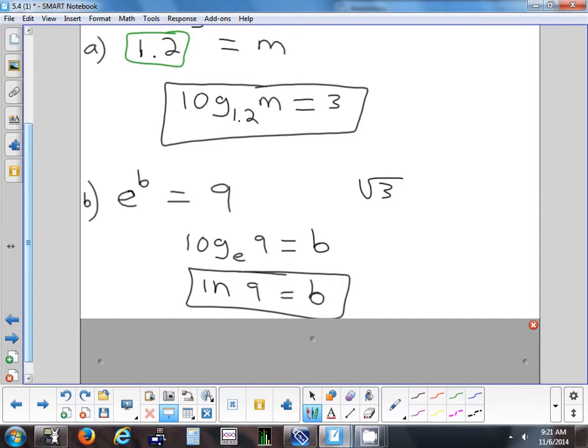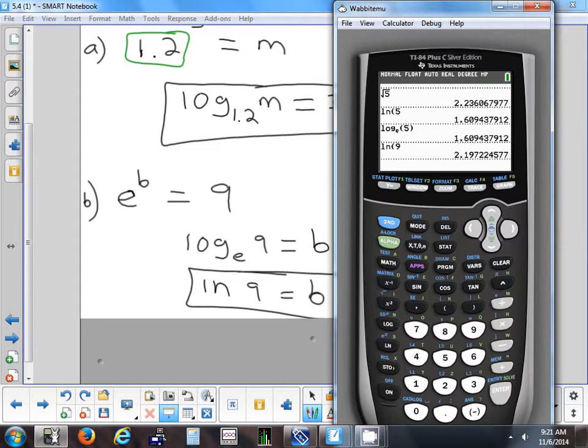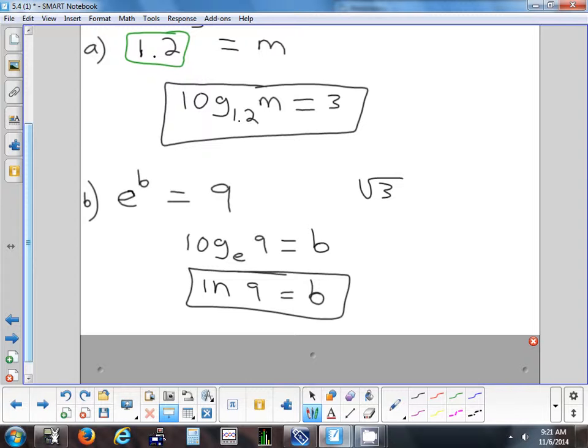Okay, and if you wanted the answer to that, you could just type in on your calculator ln of 9. And it's about 2.2. Okay, so that's changing from exponential to log.